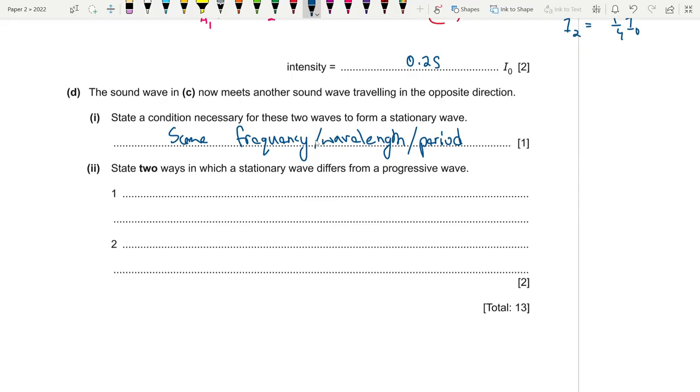State two ways in which a stationary wave differs from a progressive wave. So guys, mainly remember that stationary waves do not actually transfer energy. It has nodes and antinodes, okay? And adjacent particles are in phase given that they're within the same loop for stationary wave. But in a progressive wave, adjacent particles are not in phase. So let's begin.